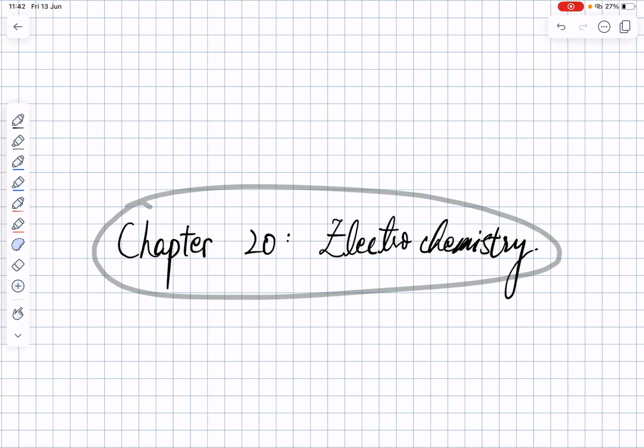We're back into our dynamic of A-level chemistry. It's the second chapter of Cambridge A-level chemistry. It's chapter 20, Electrochemistry.